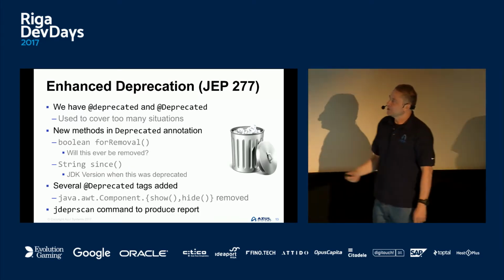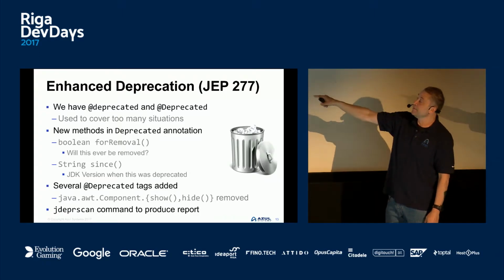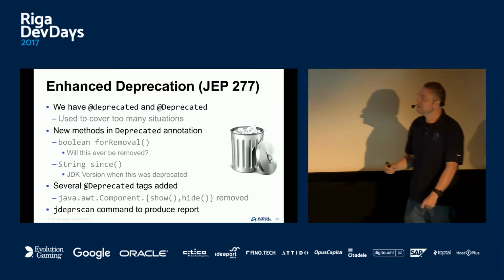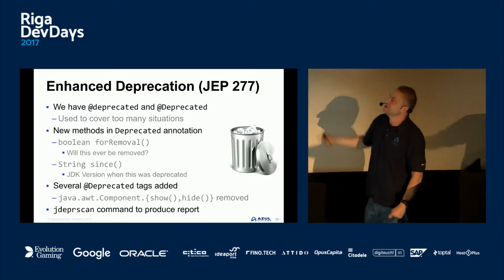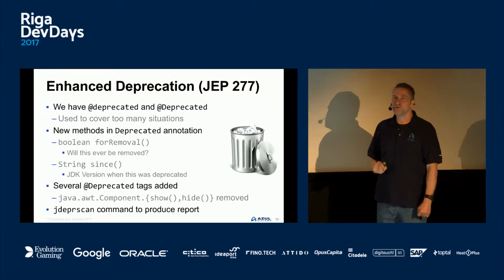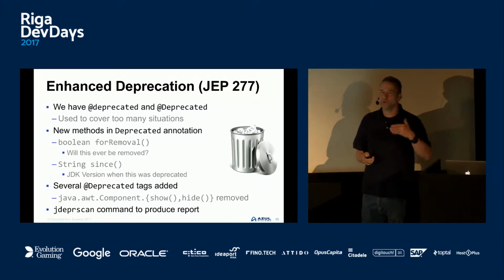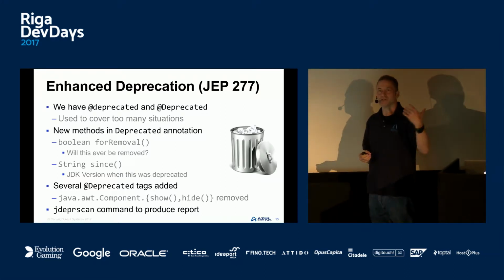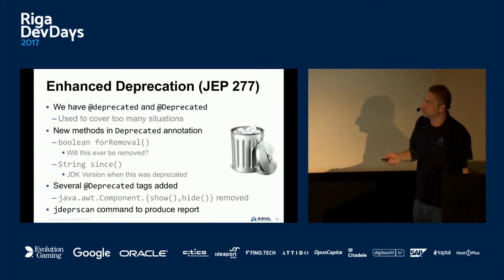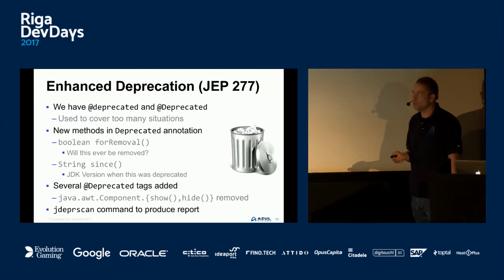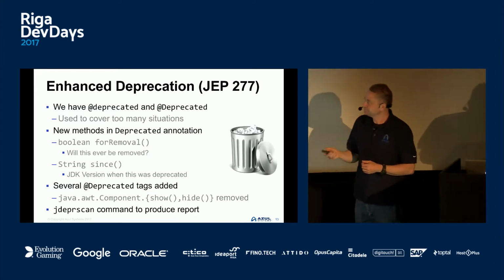Several places, deprecated tags have been added. Oh yeah, there's actually somewhere they've been removed. So java.awt.Component show and hide were deprecated. Now they're not. And then there's also another new tool which is introduced in JDK 9, which is called jdeprscan, which will take a jar file and actually scan it to see whether you're using any deprecated APIs and give you a nice little report. So it's a useful tool to run just to see if there are things that you're using that have been deprecated.